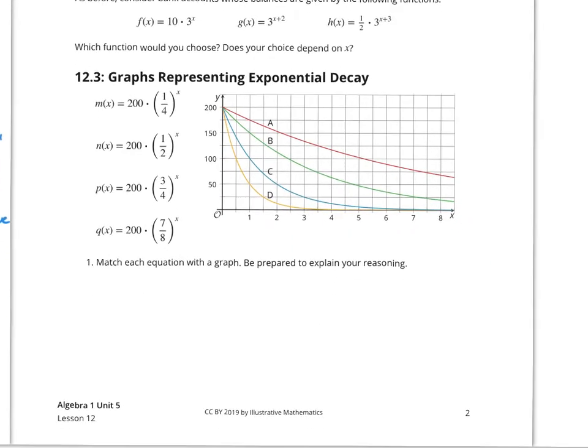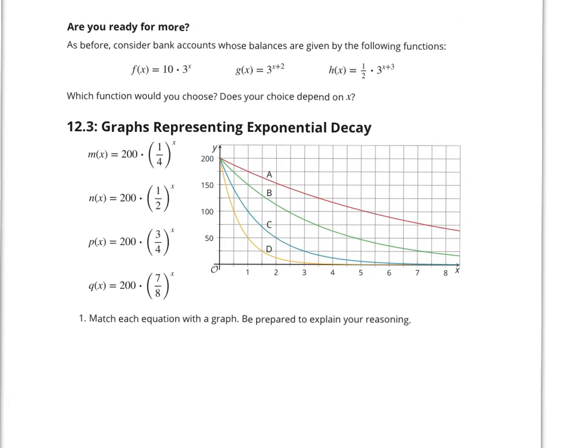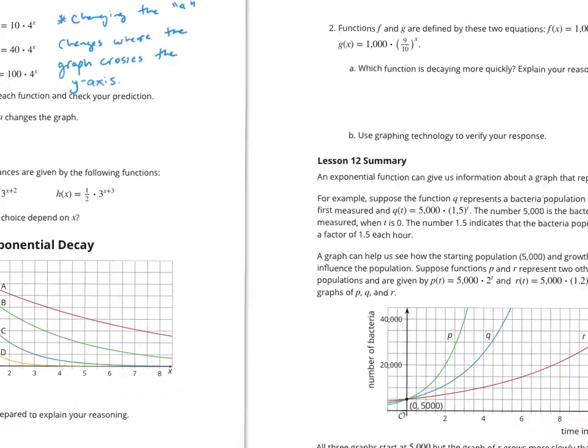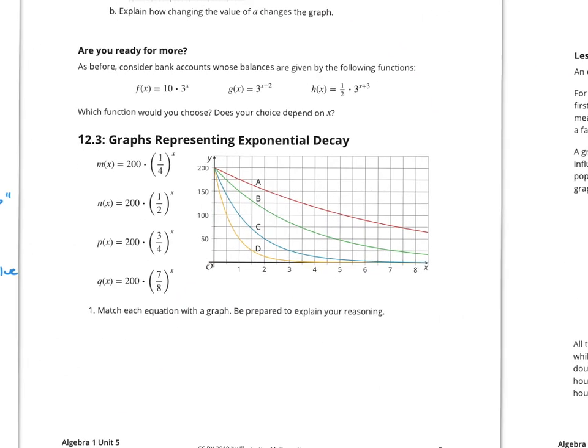So for question 1, you're going to go ahead and start by matching each equation with the graph. You need to be prepared to explain how you know that. And then finally, question 2 says functions f and g are defined by these two new equations. Which function is decaying more quickly? And then you can go ahead and use your graphing technology to verify your response. So that's just a quick check. So go ahead, start with answering question 1. Once you finish question 1, rewatch the video and we can go from there.